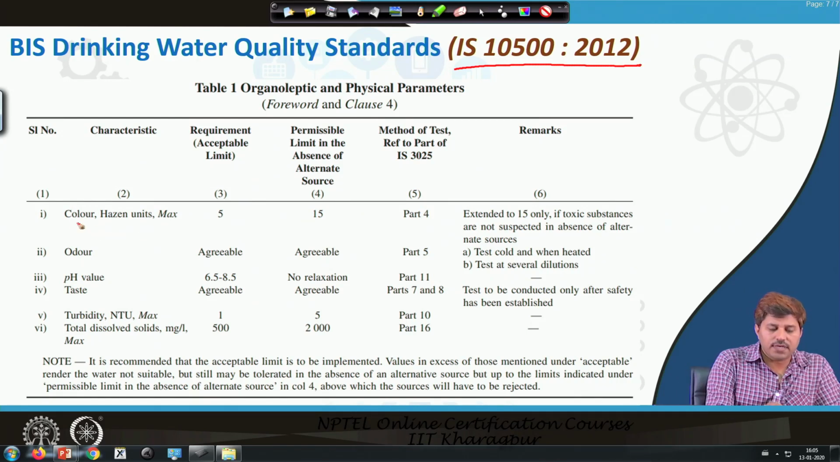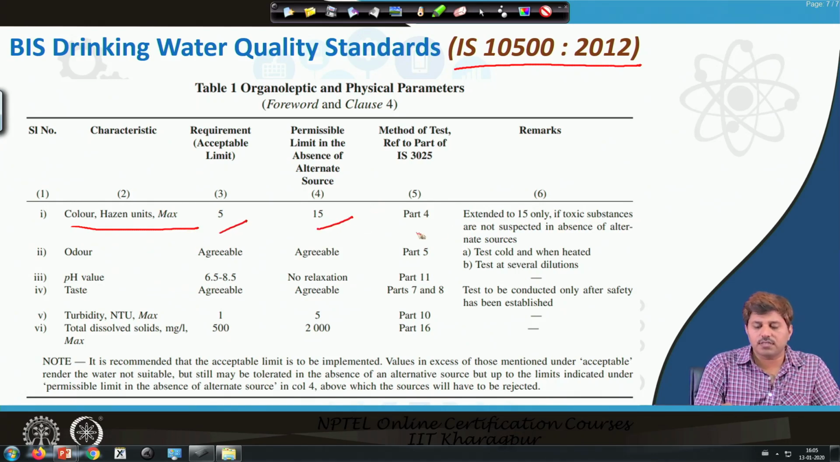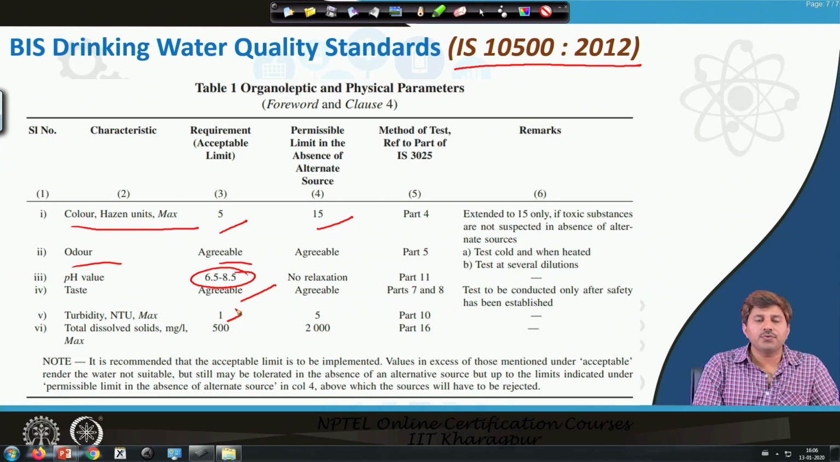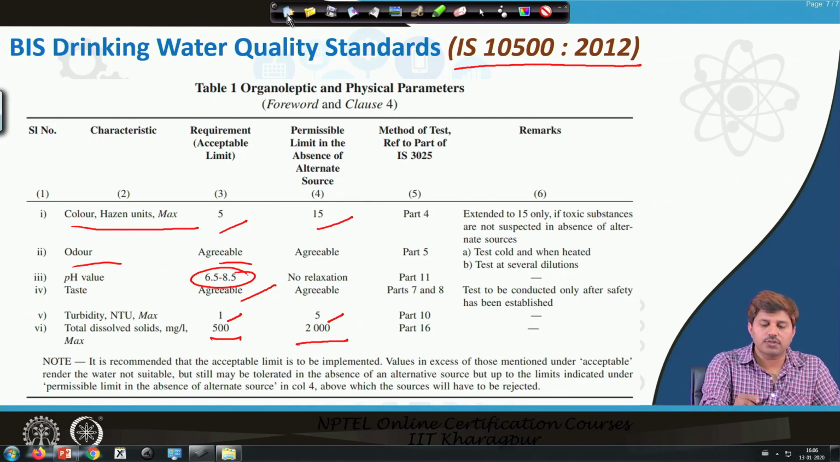Okay. So, in the form of color, what is the acceptable limit, what is the permissible limit, and that way. Then odor, it has to be under agreeable range. pH value 6.5 to 8.5 is acceptable. So, pH should be in this range. Okay. Taste has to be agreeable. Turbidity maximum 1 NTU, relaxable up to say 5 NTU, okay, in the absence of any other source. Similarly, TDS is 500 and relaxable up to 2000.